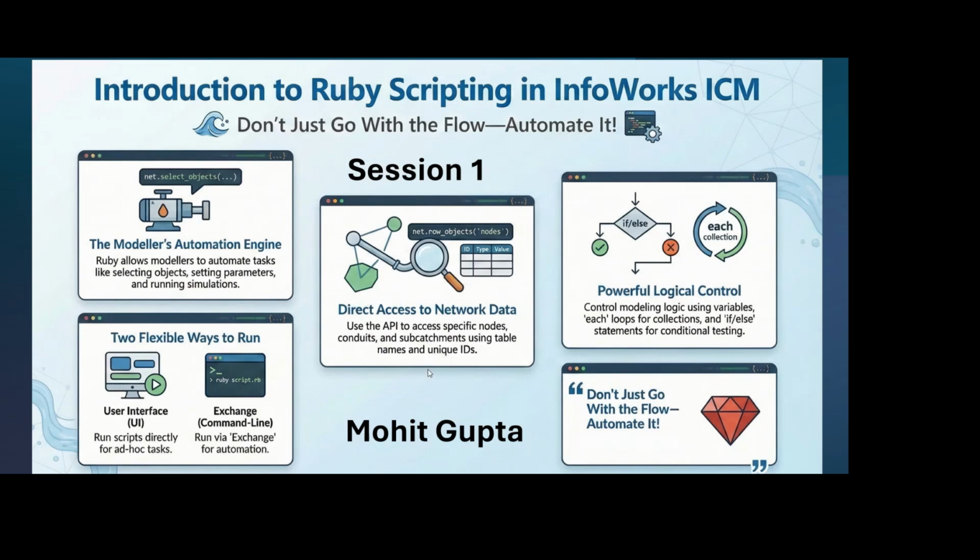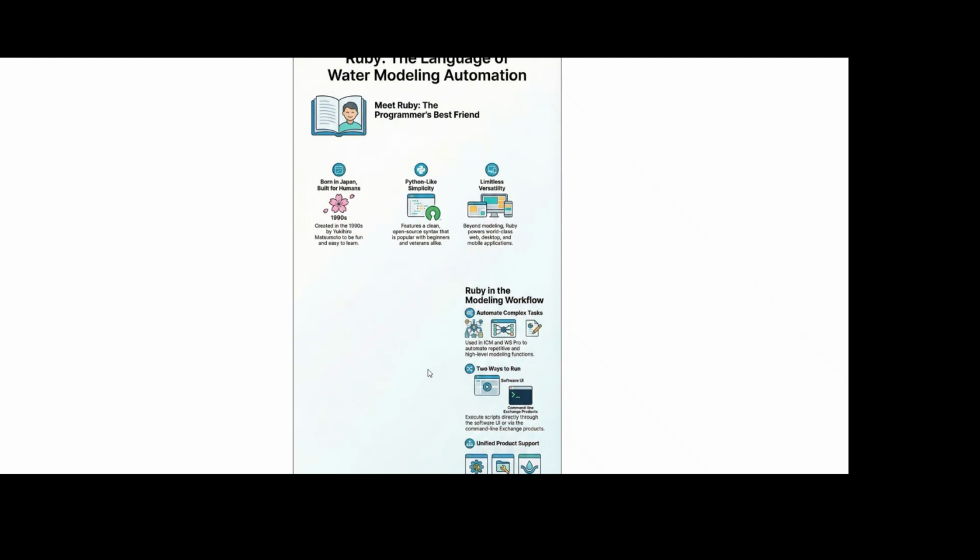Coming to the next slide. So this is a language of modeling automation. It was born in Japan in somewhere around the early 1990s. It was a fun language and easy to understand. It's kind of similar to Python, so if you are an expert in Python, it won't be a problem to learn the new scripting language Ruby, even if you don't know it.